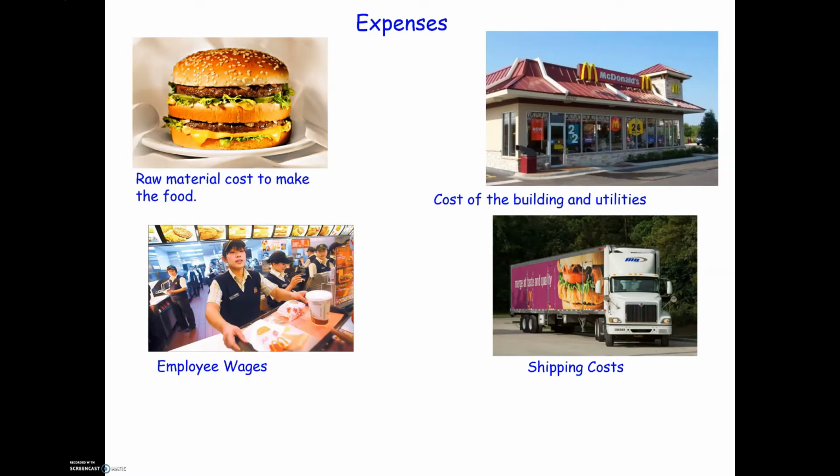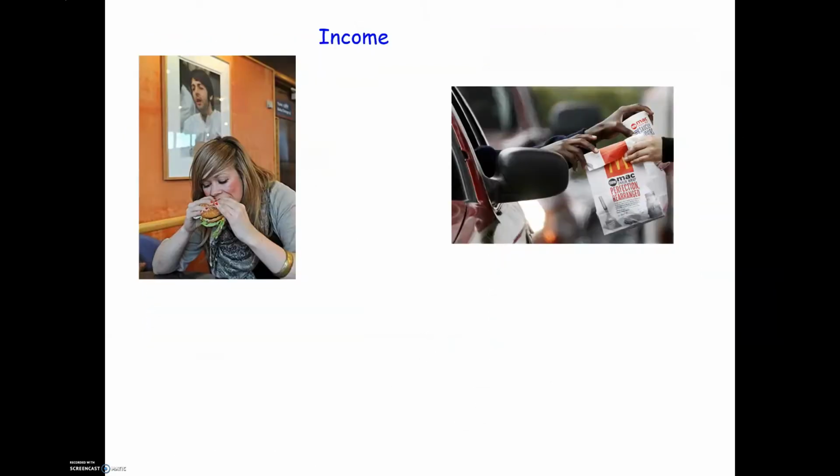So the expenses for McDonald's would include the raw material, cost to make the food, cost of the building and utilities, shipping, and employee wages. And the income is, well, you guys.